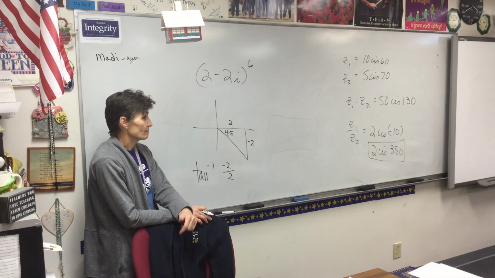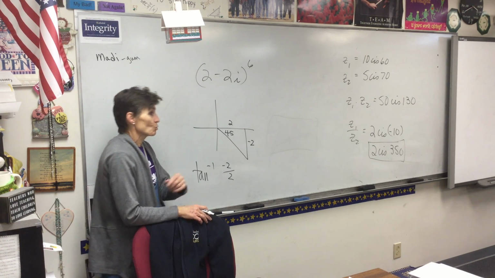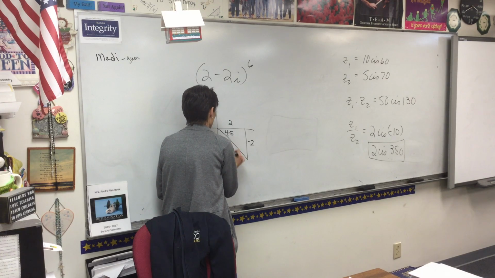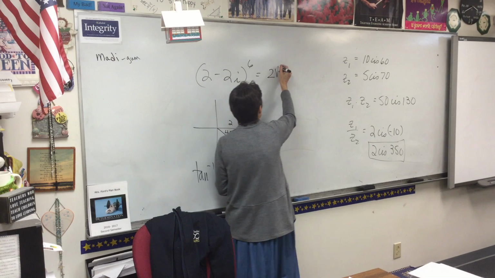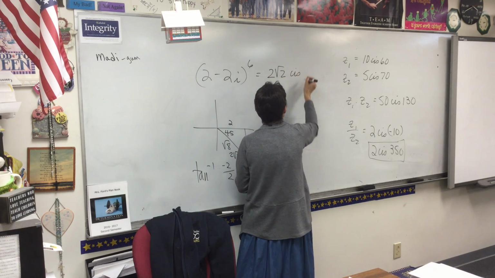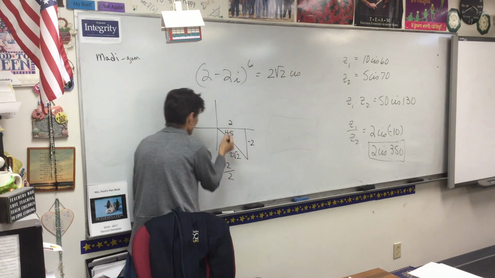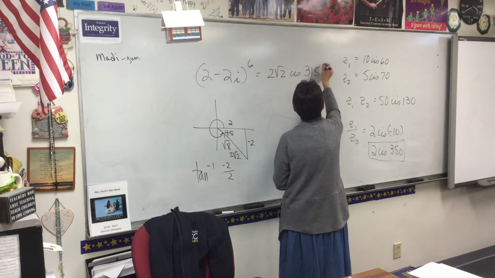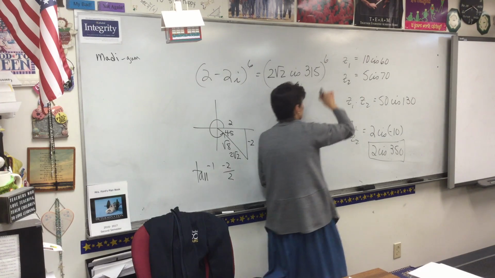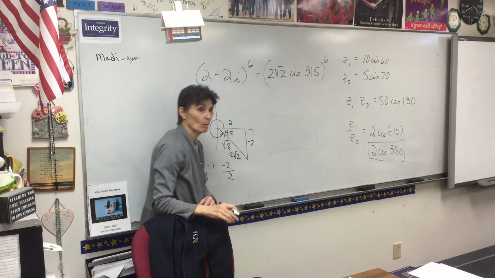Now, what's my radius? 2 root 2, square root of 8, which is 2 root 2. So our number is 2 root 2 cis, watch it, 315. Very good. And we're going to raise that to the 6th power.